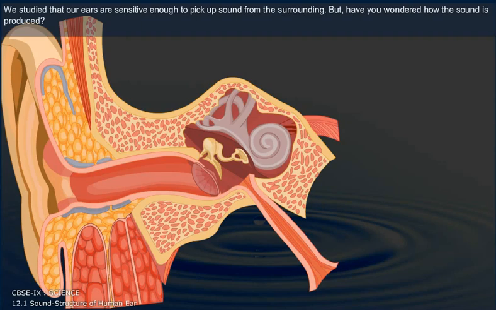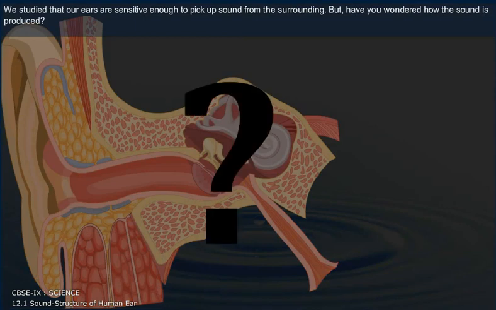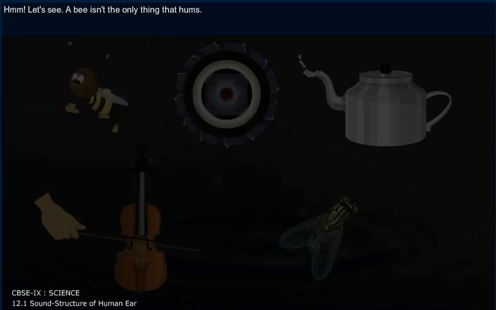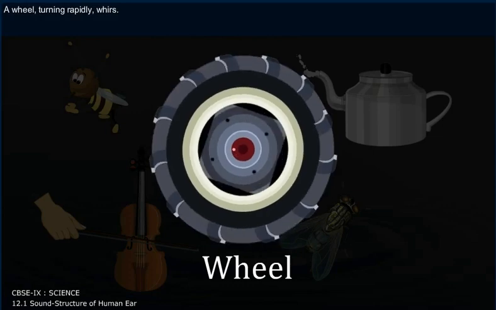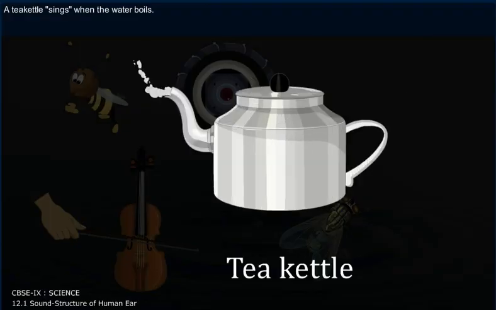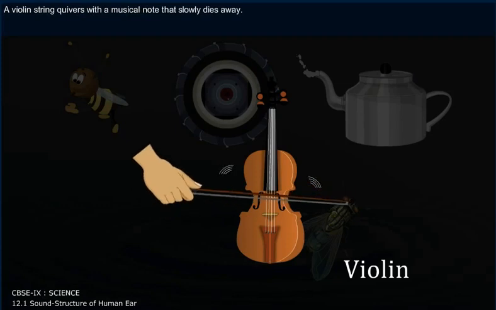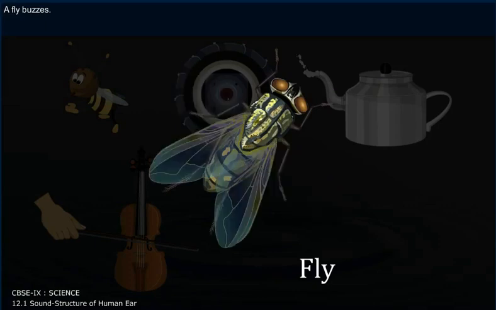We studied that our ears are sensitive enough to pick up sound from the surrounding. But have you wondered how the sound is produced? Let's see. A bee isn't the only thing that hums. A wheel turning rapidly whirs. A tea kettle sings when the water boils. A violin string quivers with a musical note that slowly dies away. A fly buzzes.